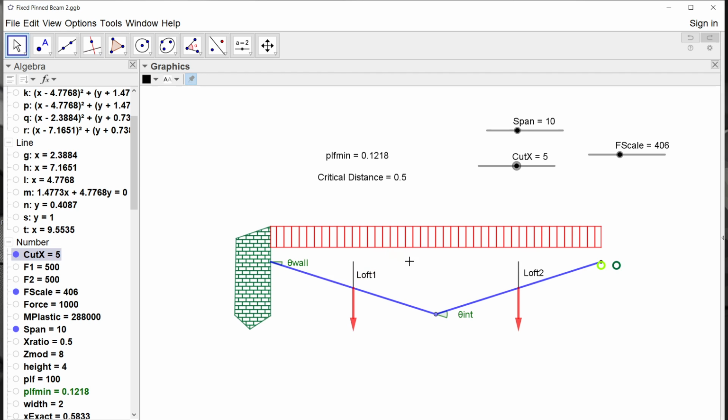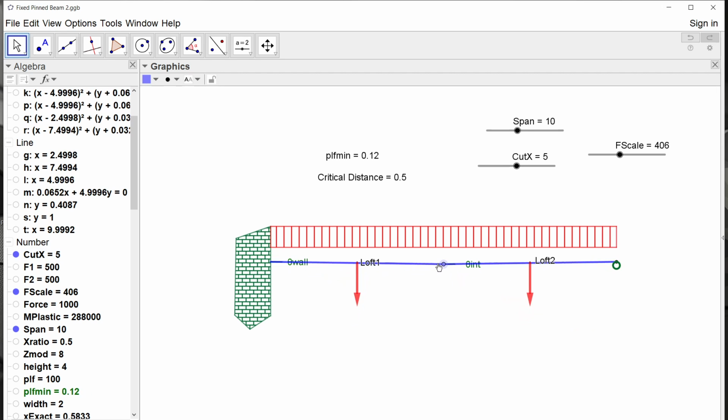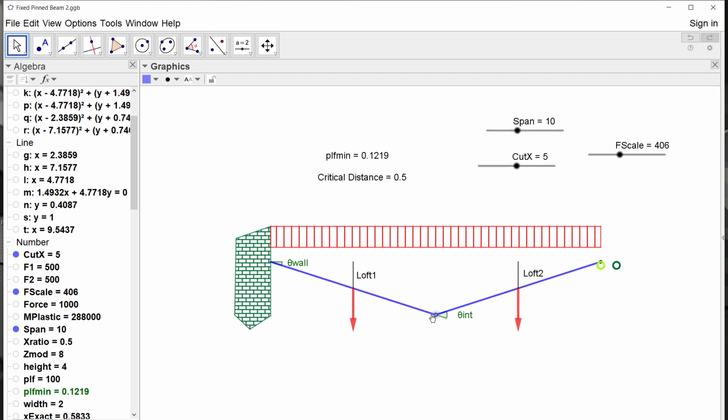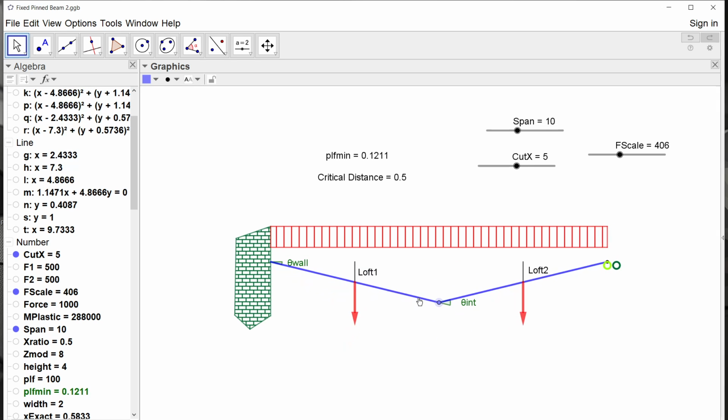So what I do is I break up the load into an equivalent concentrated load on either side of the kink, and then I look at the loft of the beam on either side of the kink in line with the concentrated load. And the loft, of course, is the difference between the original position of the load and the final position of the load.